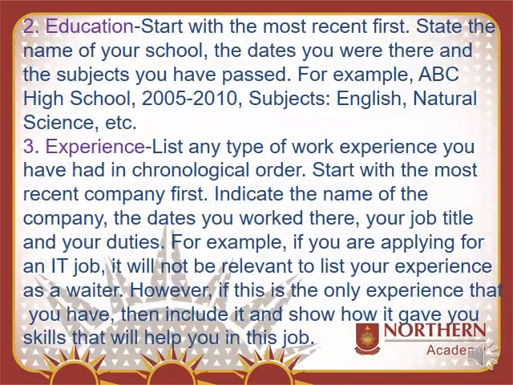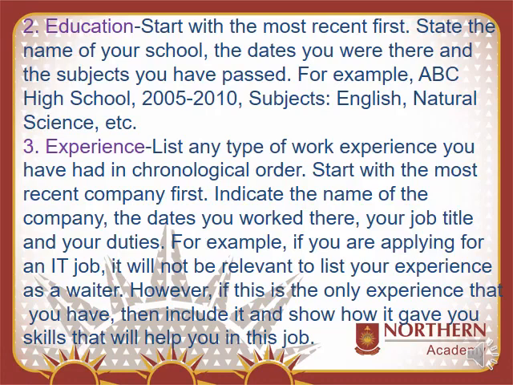Second, on your CV, it's education. You start with the most recent first. State the name of your school, the dates you were there, and the subjects you have passed. For example, ABC High School, started 2005 and ended 2010, and then the subjects that you have passed: English, natural science, maths, etc.